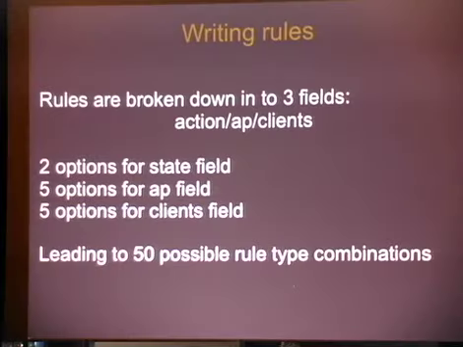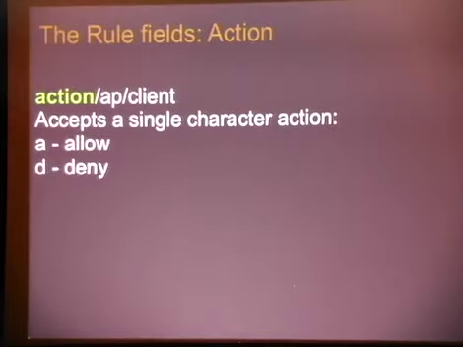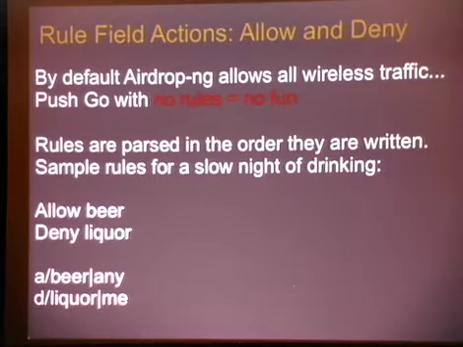When it comes down to writing rules, they're broken down into three fields: the action field, the AP field, and the client field. Two options for the action field, five options for the AP field, five options for the client field. That gives you 50 different possible rule types. All sorts of fun to be had. The action is either allow or deny. Real simple, not too hard.